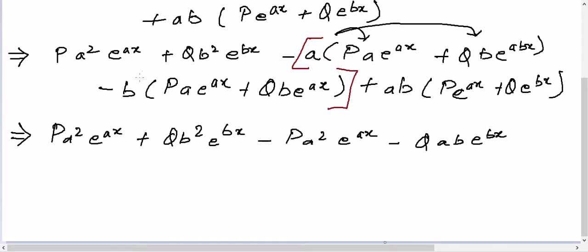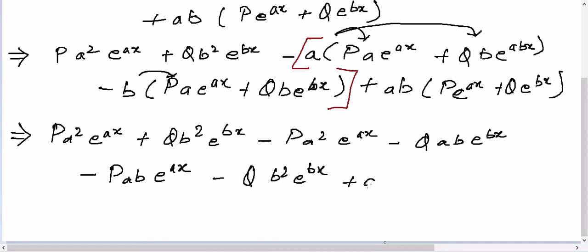Now we will do the same thing. We'll multiply b to the first term first. That will give us p a b e to the power ax, and when we multiply it to the next term, it will be q b square e to the power bx, plus a b. P is there, right? We'll write p first because in all statements I have written p first. It will just make things clear. We can write p next also, that won't be a problem.